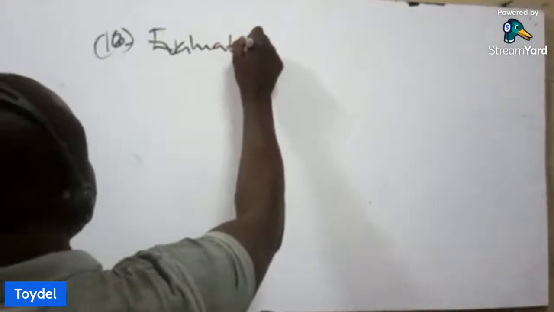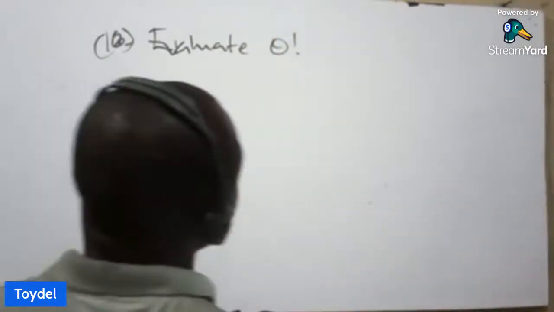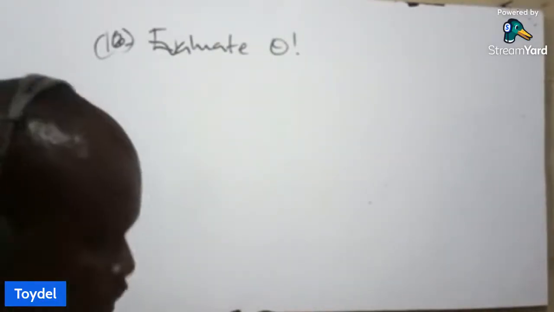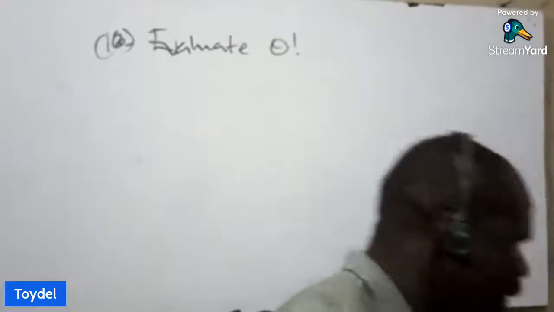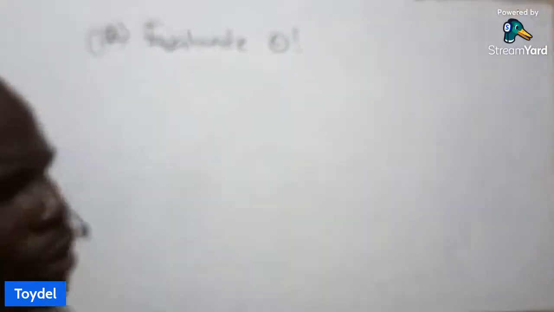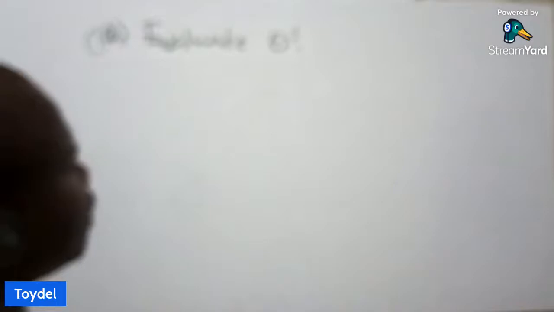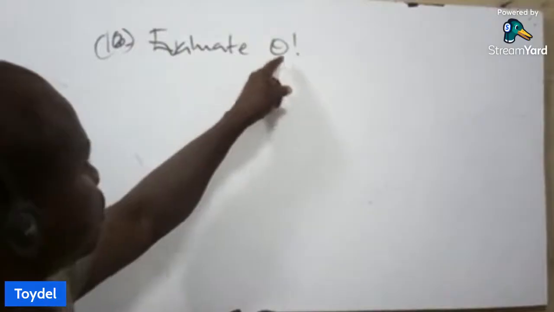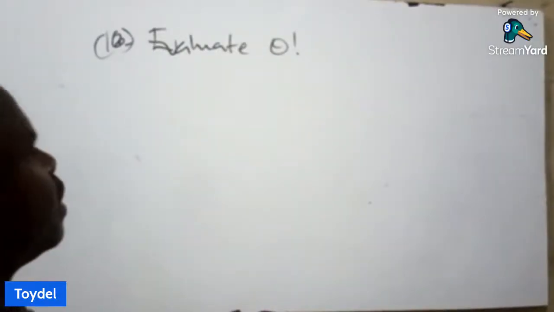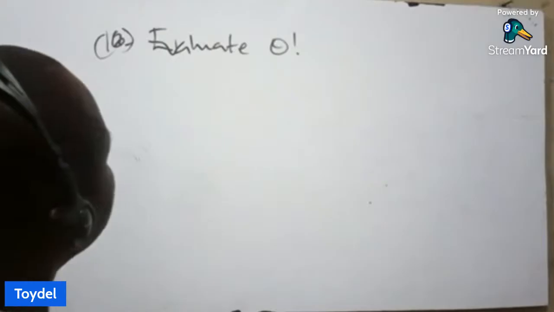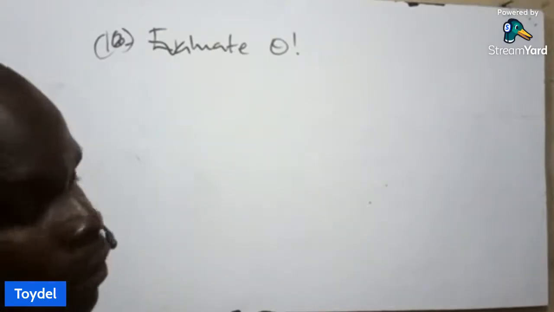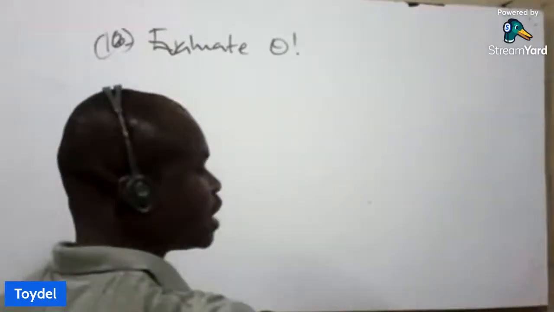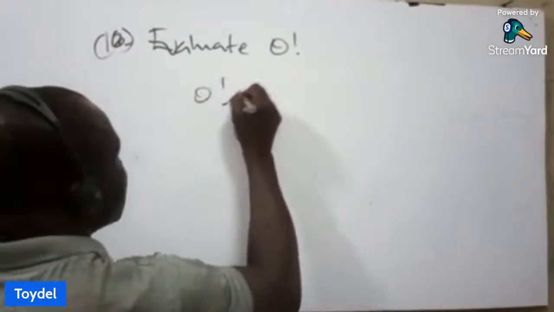Evaluate 0 factorial. So this factorial is under permutation and combination. Permutation and combination is a concept. I'm not sure, but I think I have a video on it. And if I don't, then I will need to teach this. So this is just the elementary part of permutation and combination. So factorial simply means you write what you have down to 1. So 0 factorial is 1.